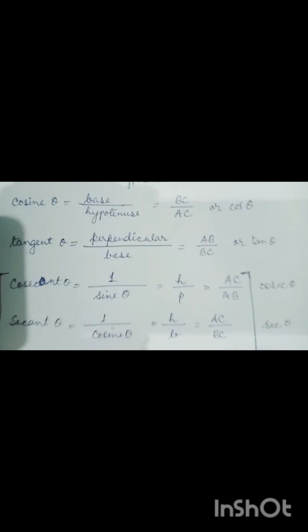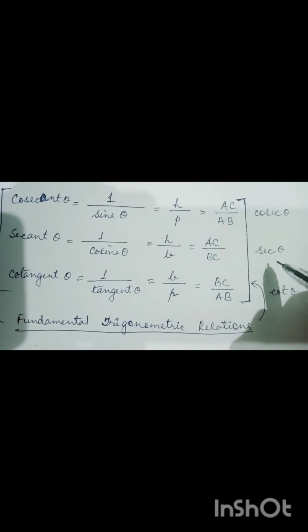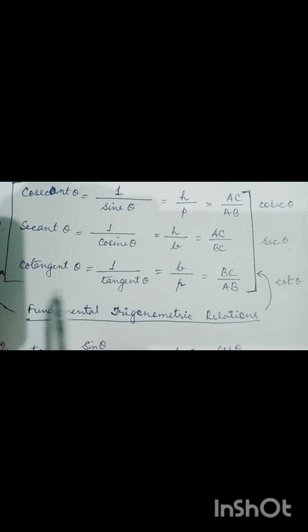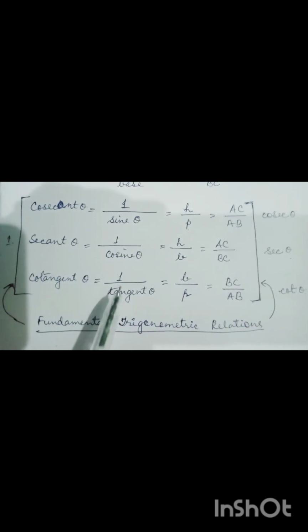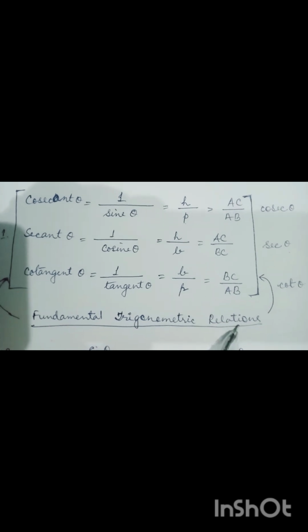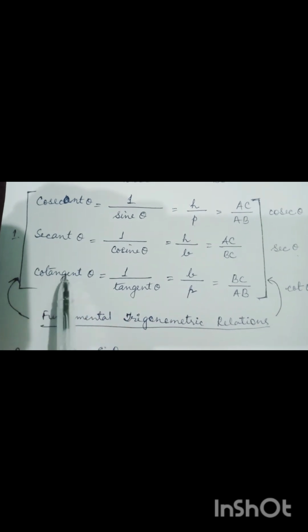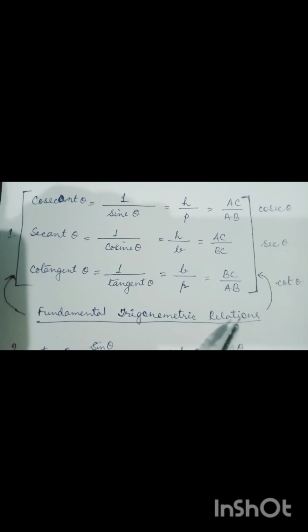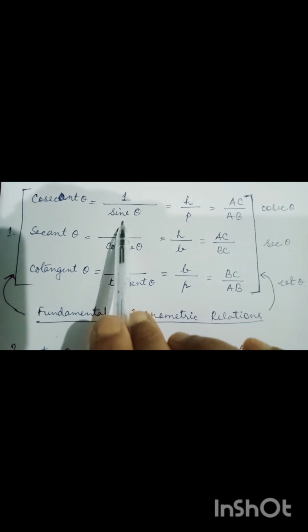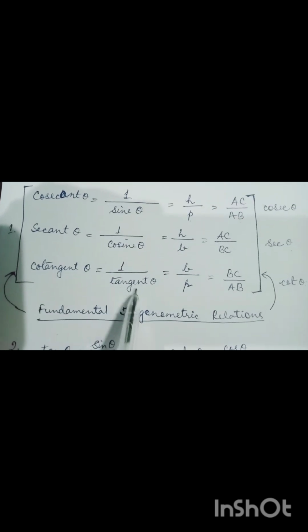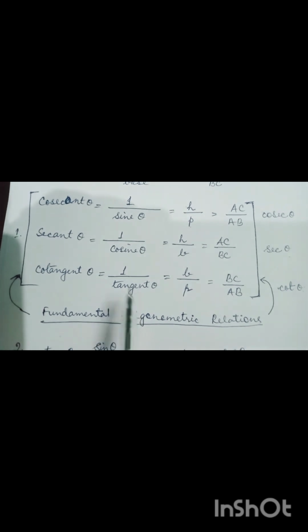So we can directly write the ratios by reversing the numerator and denominator. Cosecant can be written as cosec theta, secant in short form is written as sec theta, and cotangent can be written as cot theta. Also, these three ratios are the fundamental trigonometric relations. How? Cosecant and sine are related to each other, secant and cosine are related to each other, and cotangent and tangent are related to each other.